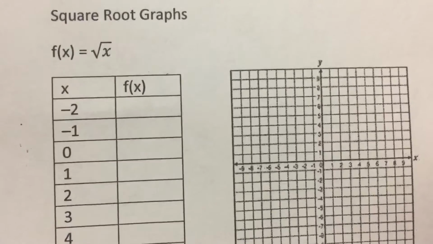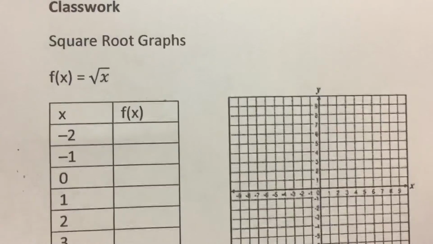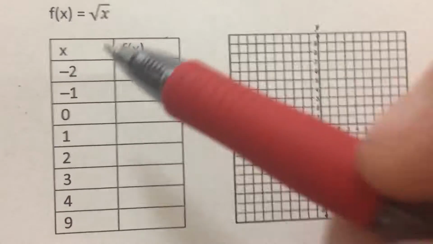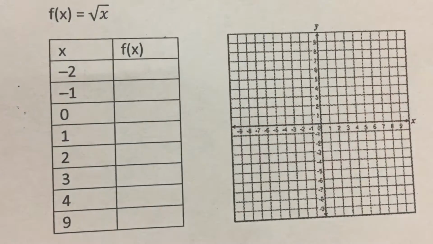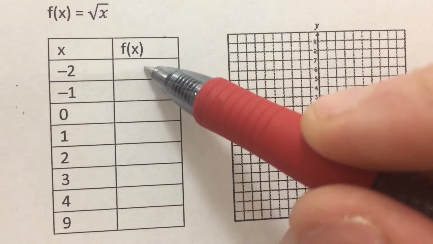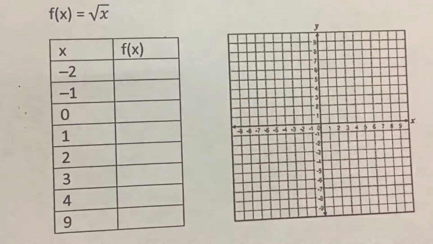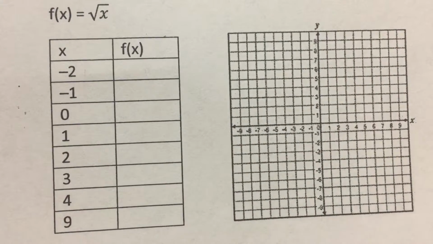Starting off, I want you guys to just get a general idea of what the square root function looks like. If f of x is equal to the square root of x, and we have all these x's to plug in, what are the corresponding y values or function values that will go along with each one so that we can then plot here on the coordinate plane?